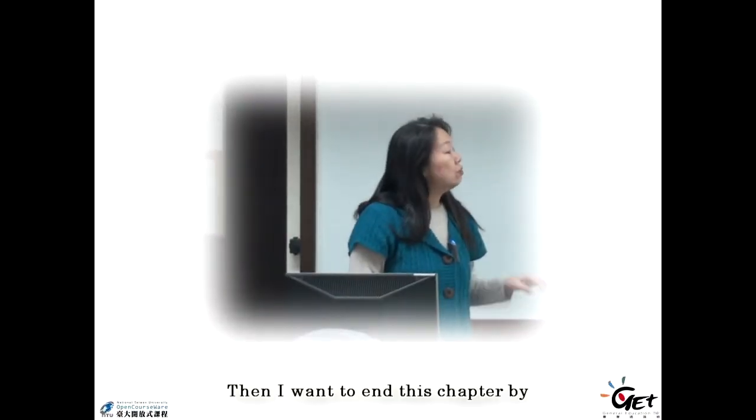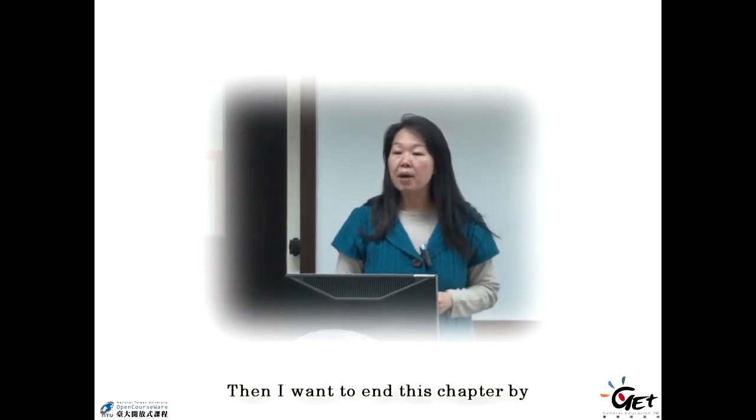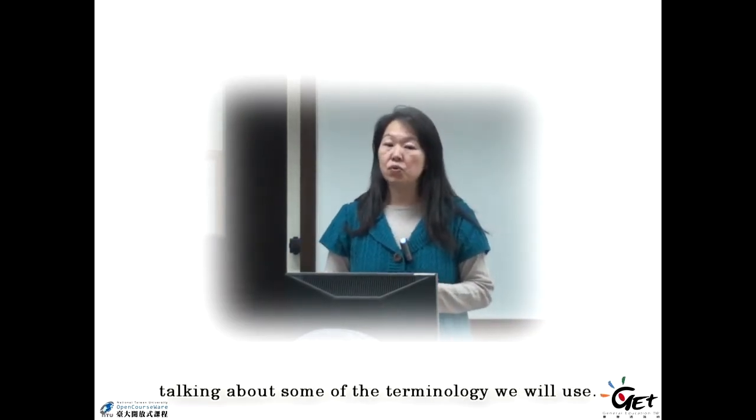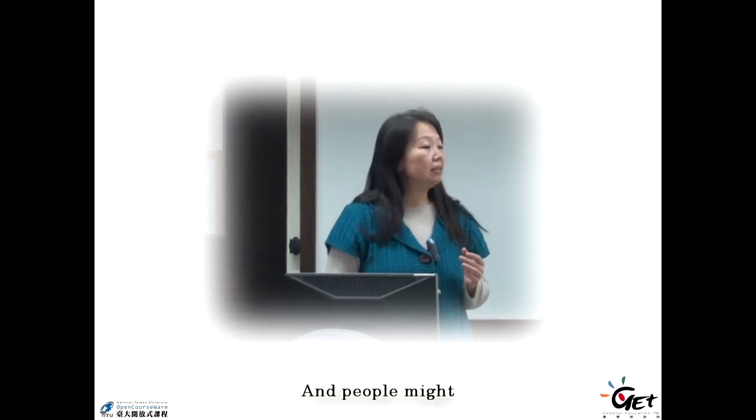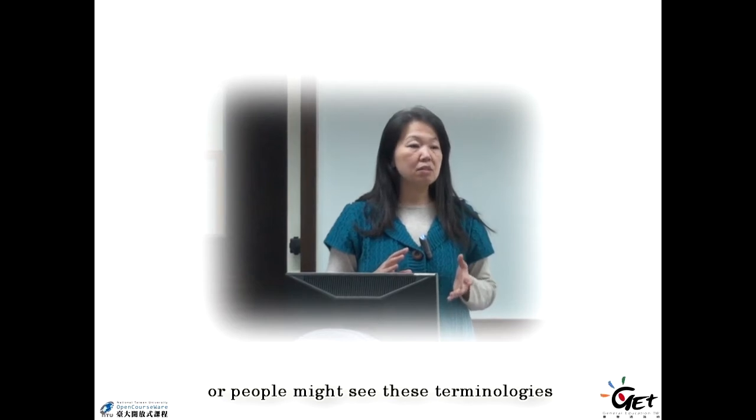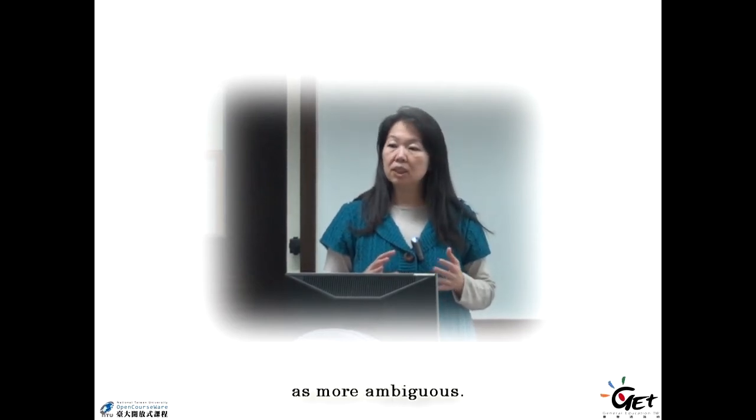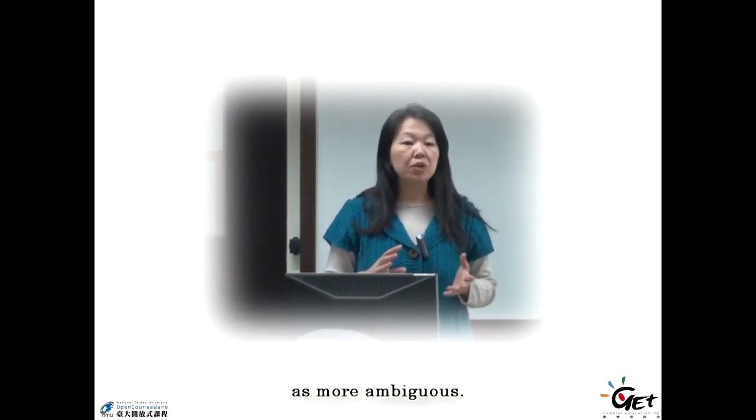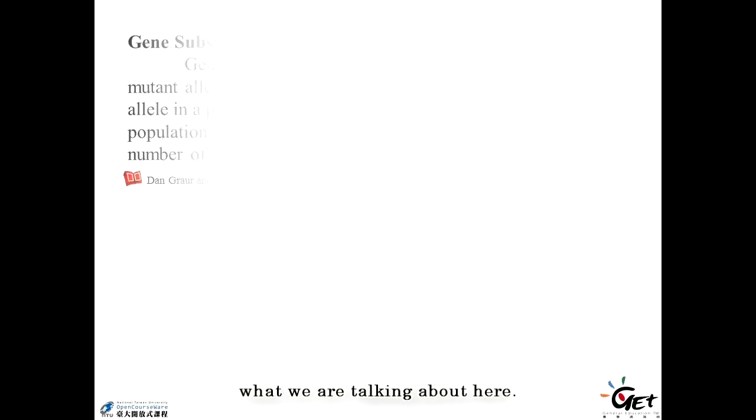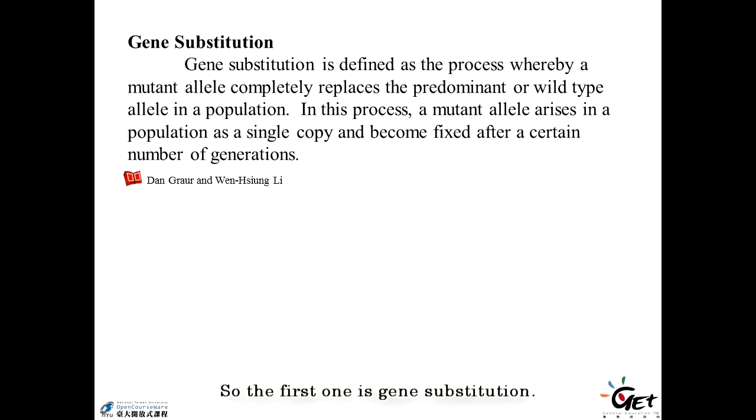Then I want to end this chapter by talking about some of the terminologies we will use. People might use different ones, or people might see these terminologies as ambiguous. So I want to make sure we all understand what we are talking about here. So the first one is gene substitution.